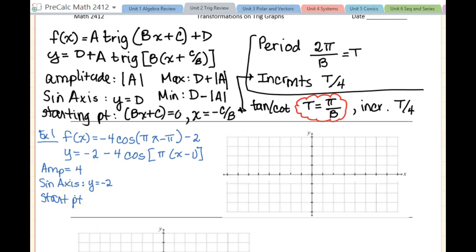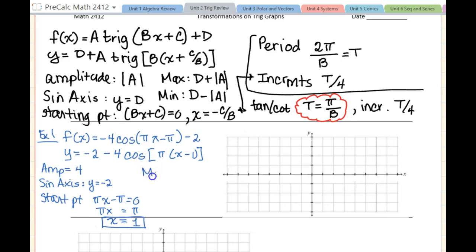That is when we let our parentheses equal to 0. It doesn't matter which set of parentheses. I'm going to use pi x minus pi is equal to 0. I'm going to add pi to both sides, pi x, and then divide by pi, and we find that x is equal to 1. So that's going to be our starting point.